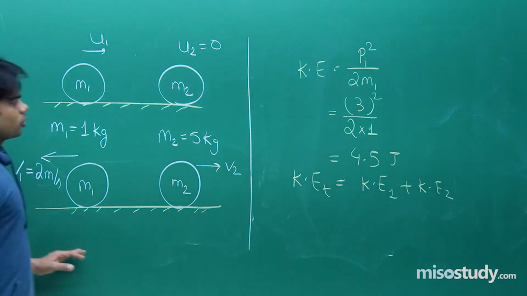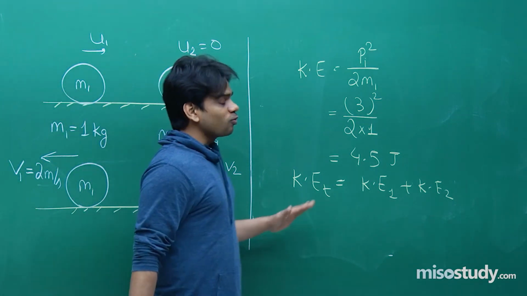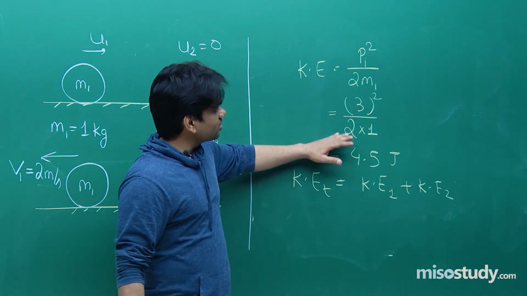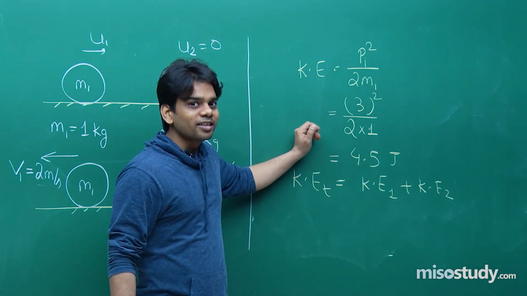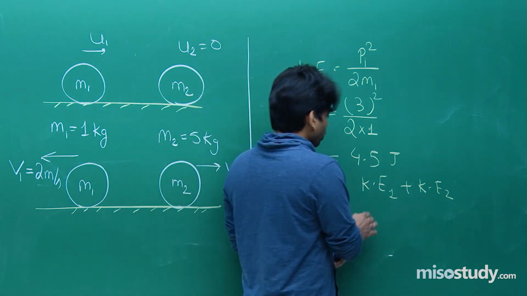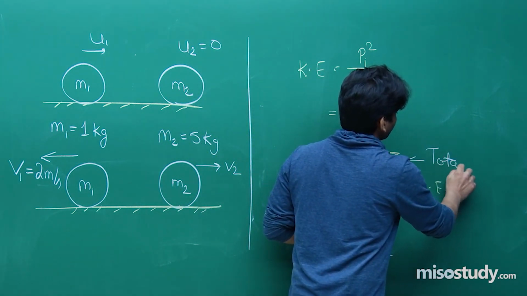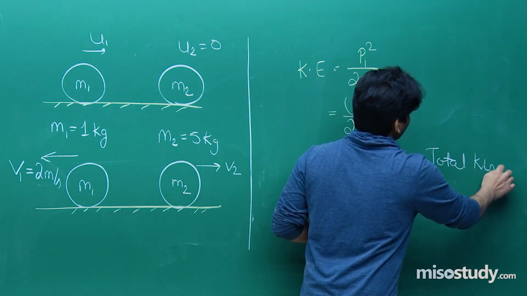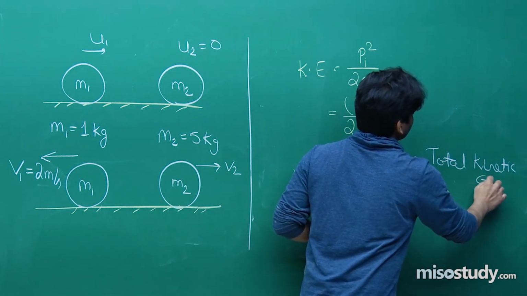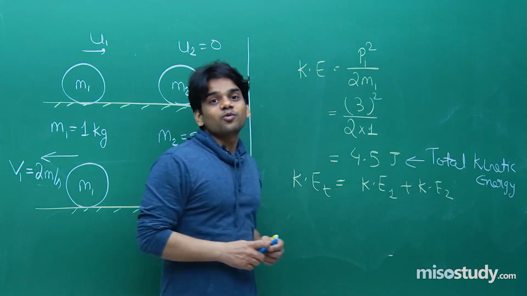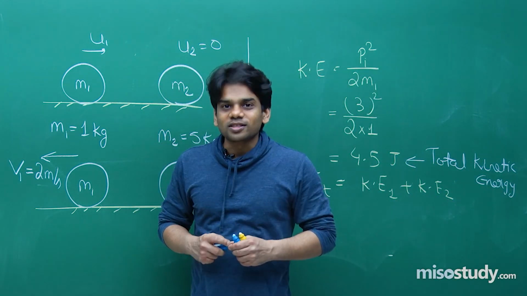So I believe that you have noted down what direction we are proceeding. You see here this kinetic energy, this is the initial total kinetic energy of the body, 4.5 joule. So if we evaluate this, we are going to get total kinetic energy. This will be the initial kinetic energy. This is the total kinetic energy which will remain conserved. But here comes what the examiner is seeking from you, the concept.